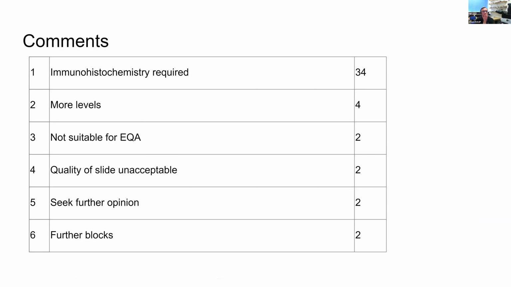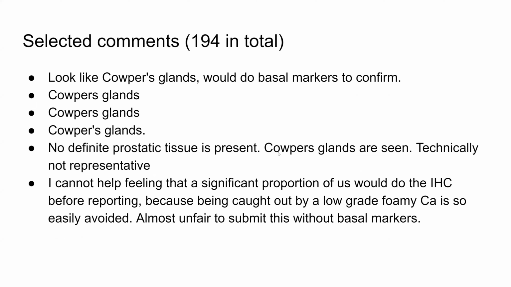So 34 people would like to do some immuno, and then there's a spattering of other answers, but nothing of particularly high numbers. Virtually all of the comments just mentioned, because it wasn't obviously in the drop-down box, that it was benign and everything looked like Cowper's glands. There were quite rightly some comments that if that's all the tissue you had, you'd make a comment in the report that there was no prostatic tissue to assess, and therefore there could be prostate cancer elsewhere in the gland, but you didn't have anything to assess. And there were a couple of comments about not being caught out by foamy gland or low-grade adenocarcinoma.